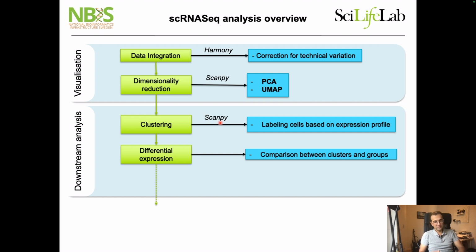There are, of course, different and additional analyses that you can do, like trajectory analysis, gene set enrichment analysis, and so on. But it doesn't fit in this slot that I have, and also it makes the practical much lengthier. So with this, I would like to start walking you through the QC steps.